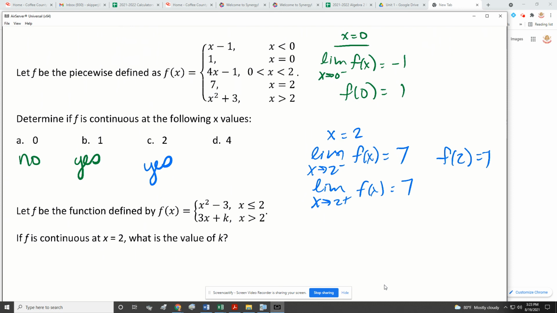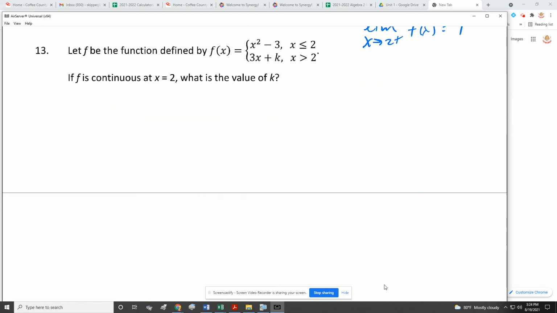And then this last one, 4, isn't a changing point. It falls in this range right here. So this is a continuous function, so it's automatically yes. So that's a different type of question right there.